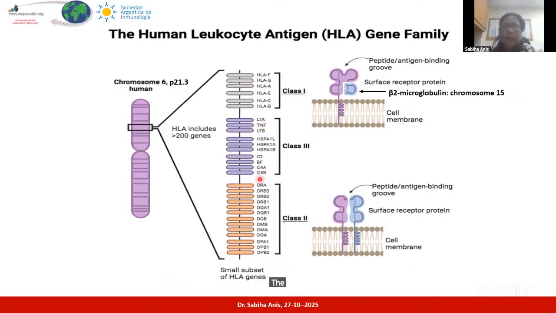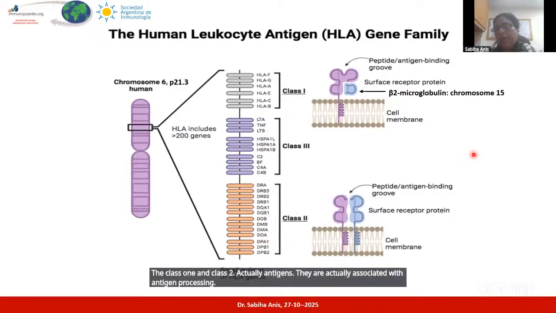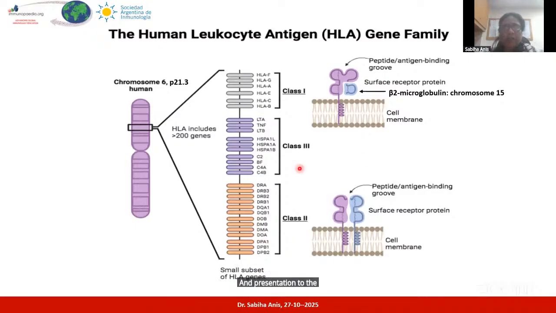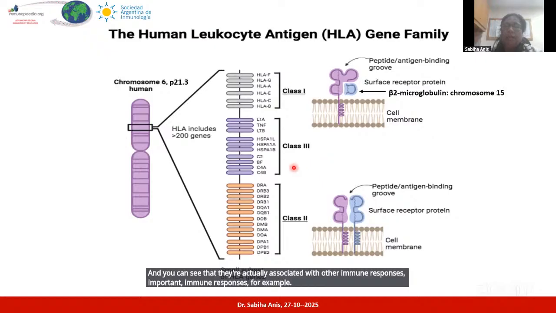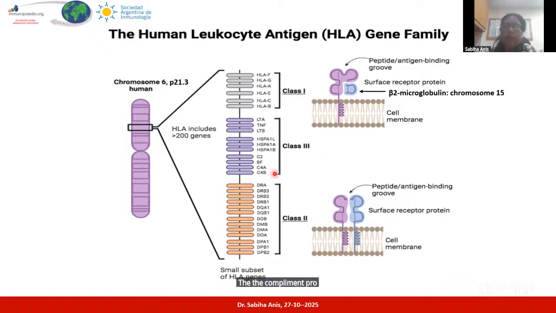The class 1 and class 2 HLA antigens are associated with antigen processing and presentation to the T cells, while HLA class 3 antigens, although they are called HLA, are not associated with antigen processing or presentation. They are associated with other important immune responses, for example, the complement proteins, some cytokines, and heat shock proteins.